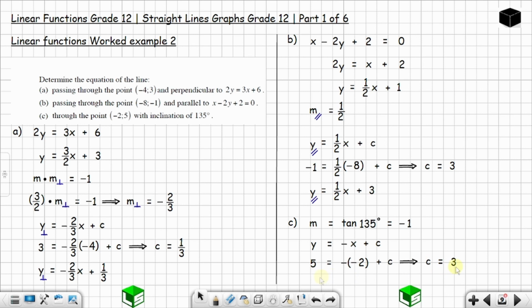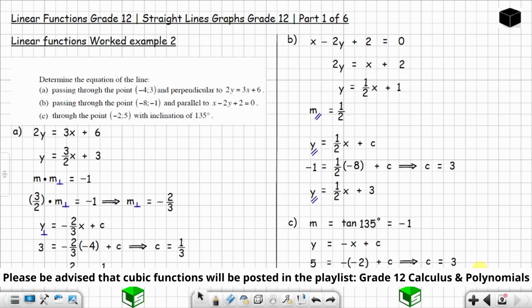Okay, and finally the equation is y is equal to negative x plus 3, right? Your c is 3. Okay, so this is the equation of the line passing through the point negative 2, 5 with inclination of 135 degrees. Okay, this is the equation. And we are done with this topic of linear functions grade 12 or straight lines graphs grade 12. Okay, we are done with this topic.